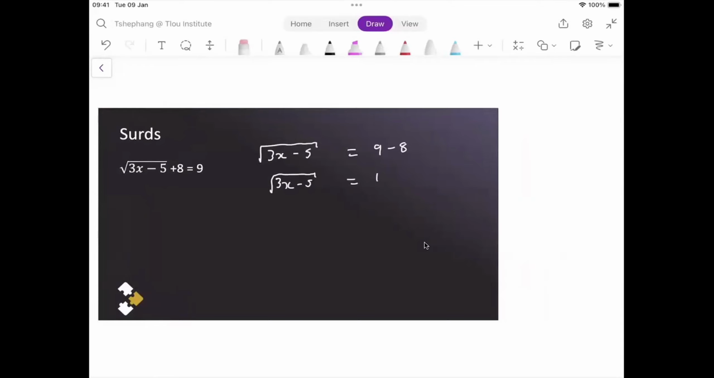Now that we've simplified, we can square both sides. So let's do this. Squared, squared. On the left, what do we have? We have 3x minus 5 is equal to 1. And then 3x is equal to 6. Then x would be equal to 2. And that's how you would deal with a simple surd. We are still going to deal with more questions.